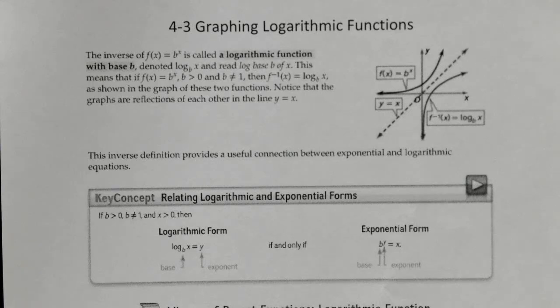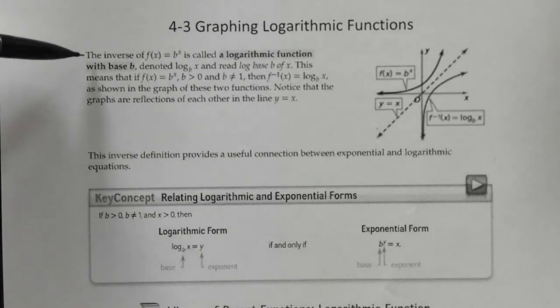Okay, 4-3 is the section that we're looking at here today. And in this section, our topic is graphing logarithmic functions. All right, now in the first two sections, we looked at exponential functions. So now beginning in 4-3, we're looking at what is known as logarithmic functions. And again, logarithmic functions were a topic you did cover in Algebra 2. So once again, shouldn't be completely new to you.